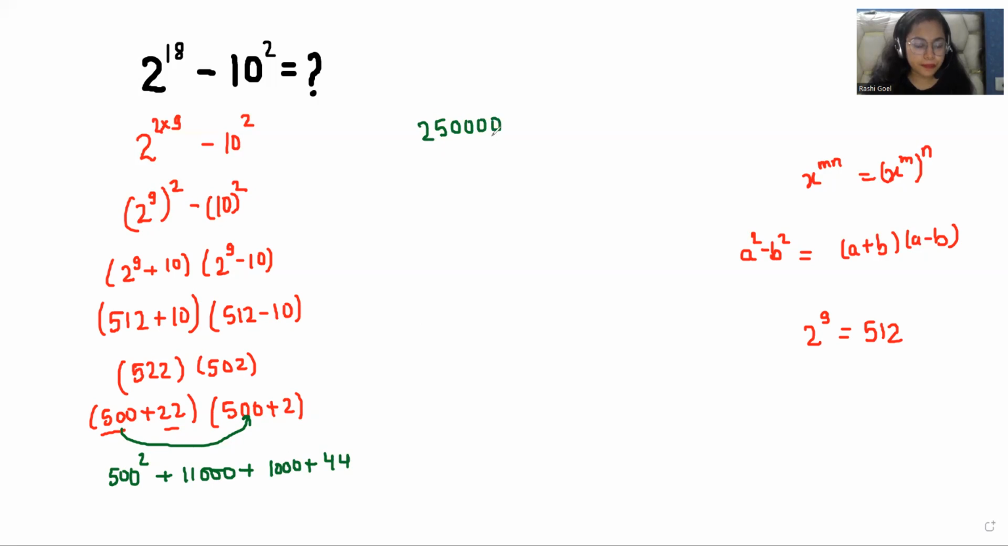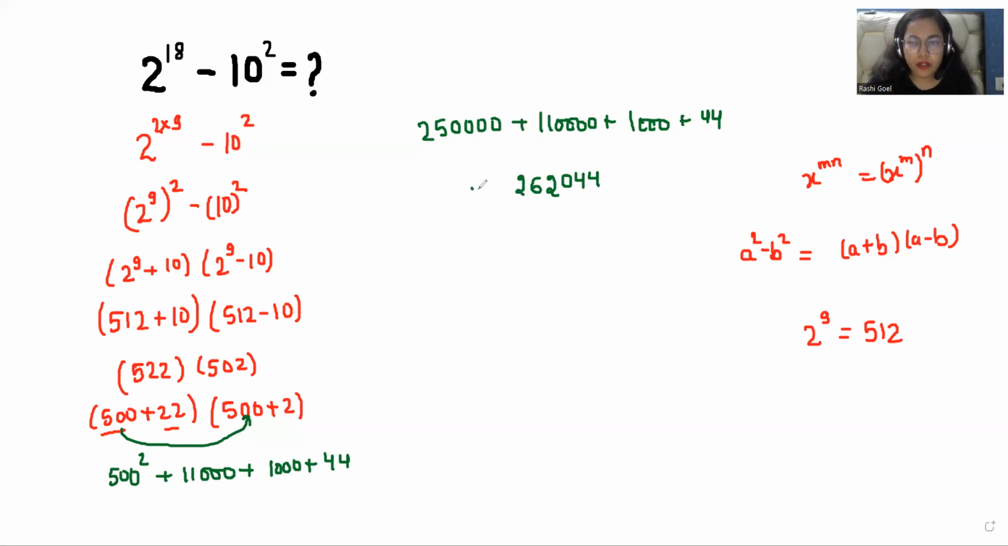Now 500 square is 2,50,000, plus 11,000, plus 1,000, plus 44. So from the end, if I write this, it becomes 4, 4 and there is no place at 100, so it's 0. Now 1 plus 1 is 2, 6 and 2.